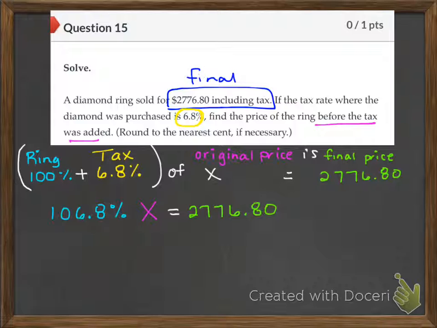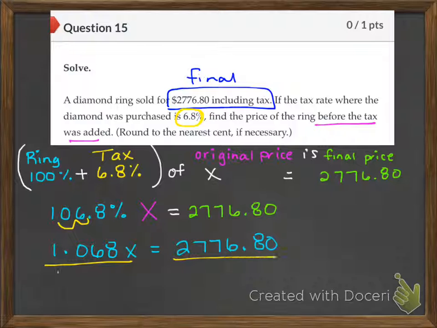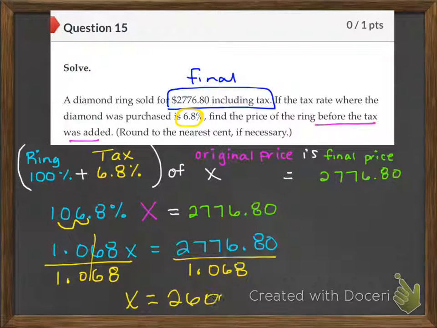So just like we did before, whenever you go from percent to decimal, you're basically going to be dividing by 100. So you're going to go 2 spaces to the left, 1, 2, like that. So we're going to end up with 1.068x equals 2,776.80. And now it's just a one-step equation. So you're going to go ahead and divide each side by 1.068. And you are left with the final answer, which will be x equals 2,600.